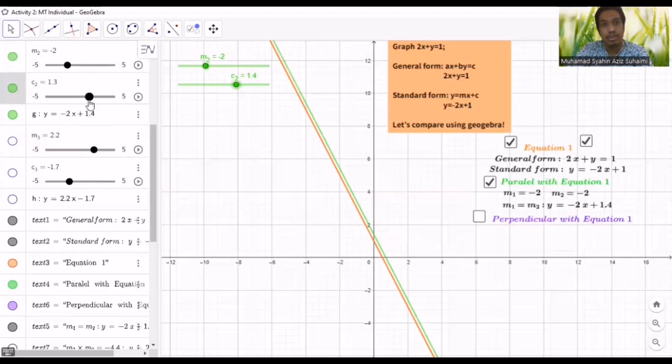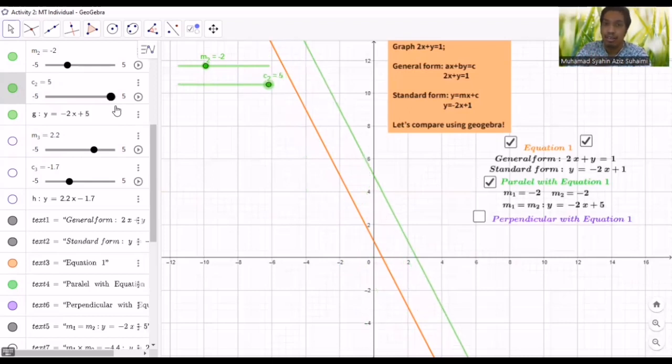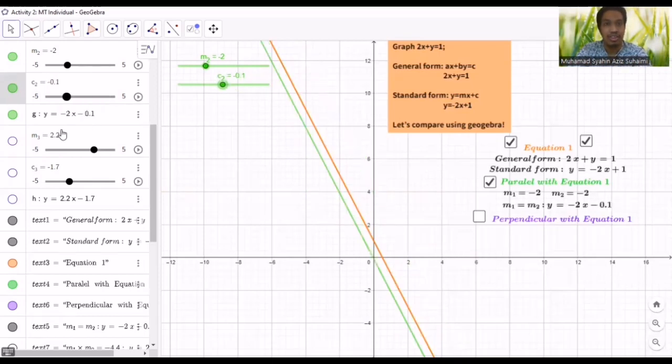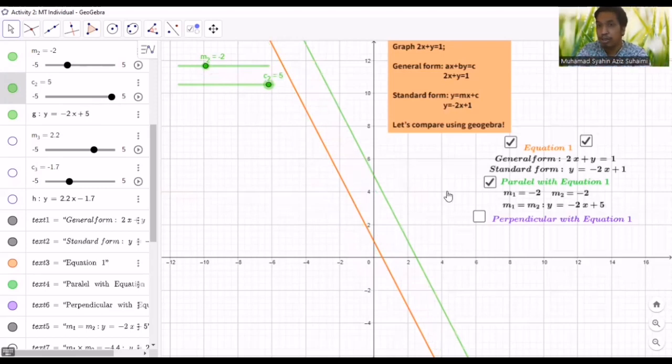And if you change the C value, the green equation will always be parallel. Whether C is increased or decreased, the green equation will be parallel with equation 1. The green equation will be parallel with the orange equation. See, however many times we change the value of C. But if you change the value of M, it will not be parallel.